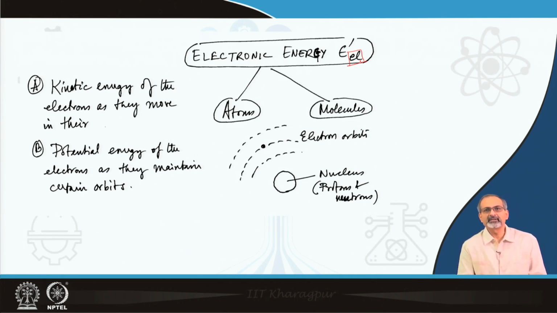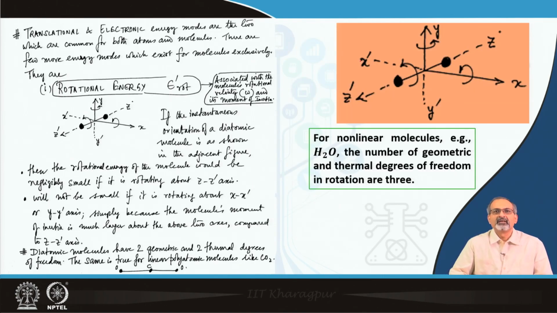And what kind of energy are we talking about over here? In terms of a molecular energy mode, we are talking about kinetic energy of the electrons as they orbit around the nucleus, as well as the potential energy of the electrons as they maintain their orbits. So, that comprises the electronic energy which the atoms and the molecules can have.